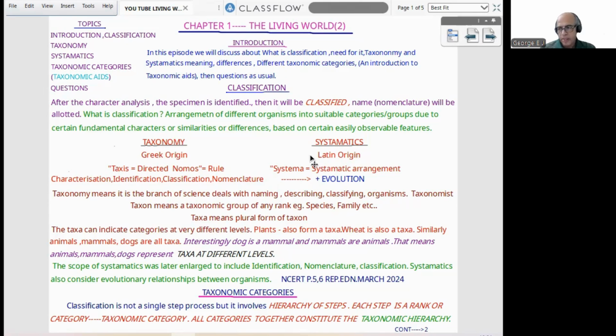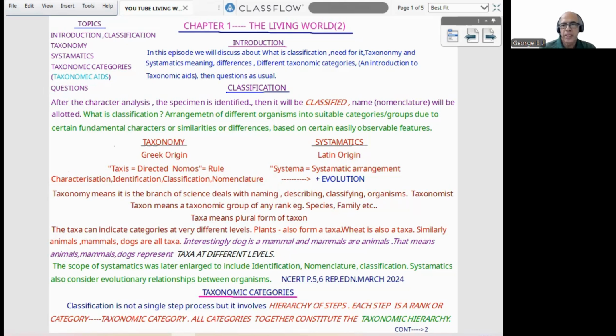Now, the other side, systematics. Systematics came from Latin. Systema equals systematic arrangement. In the last episode, we studied Systema Naturae. In taxonomy, four items I told you: characterization, identification, classification, nomenclature. Here you can find it. When we come to systematics, along with these four, we get the phylogenetic system or evolution also linked. So systematics is taxonomy plus evolution. It's a common question. Taxonomy is a branch of science that deals with naming, describing and classifying organisms.